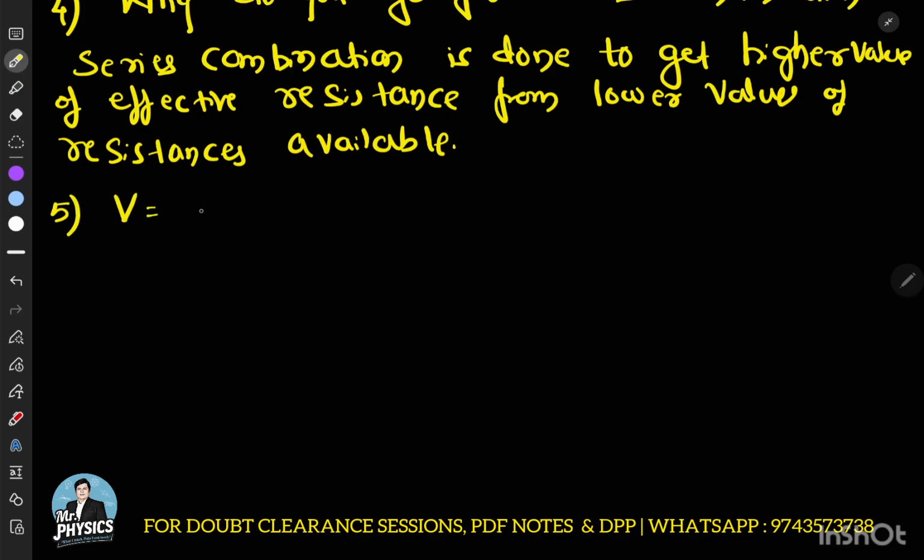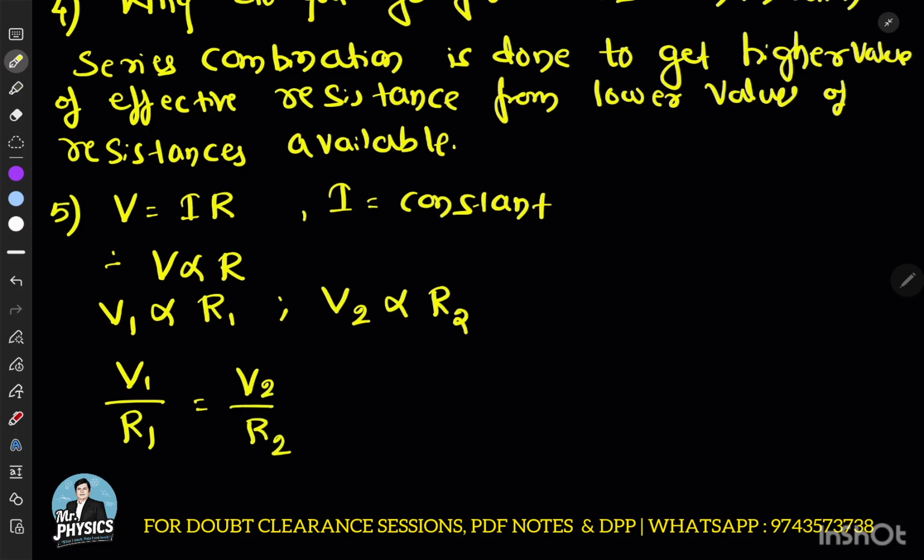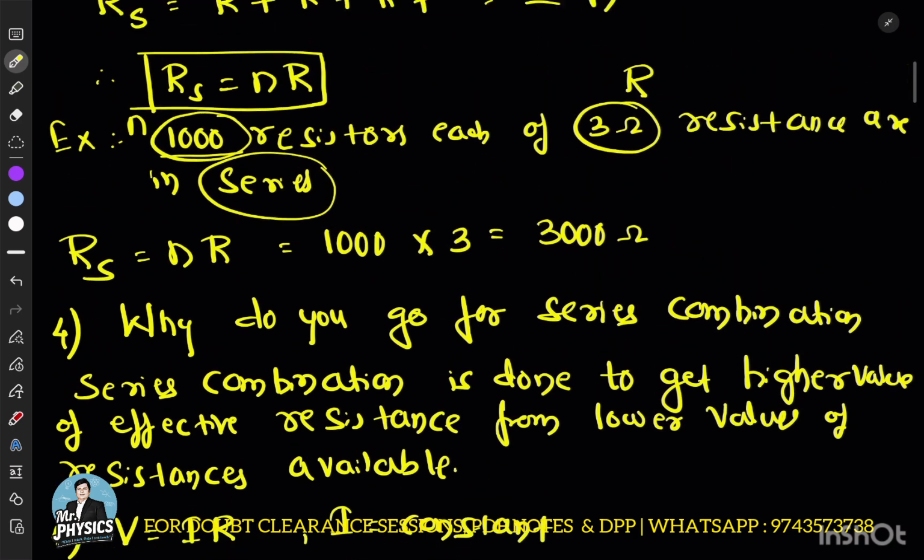One more important point, we have the equation V equal to IR, and we know that I is constant. Therefore V is proportional to R. So when V is proportional to R, higher the resistance, higher the potential. Like V1 proportional to R1, V2 proportional to R2. Similarly we can write V1 by R1 equal to V2 by R2. So this is a key point related to the series combination where I is constant and higher the resistance, higher the potential required for the resistor.